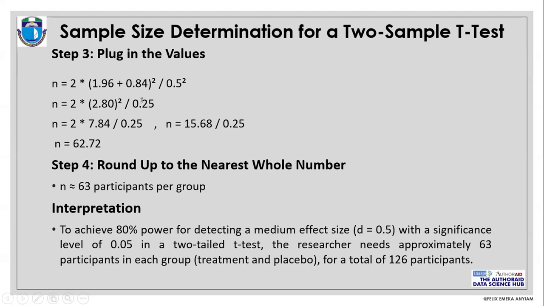So using a power of 80%, 63 participants in each group has enough capacity to detect any change in blood pressure as a result of the new drug.